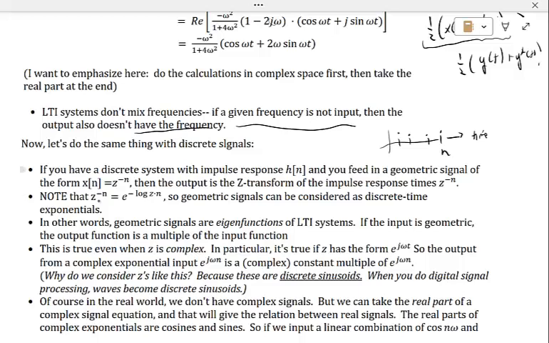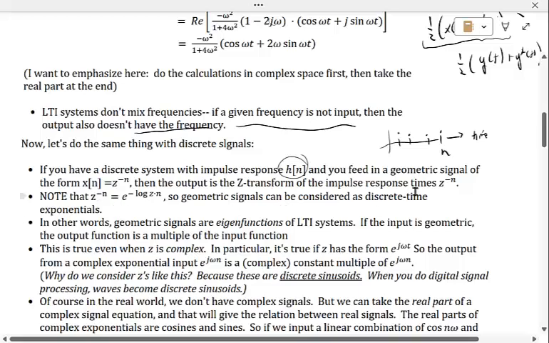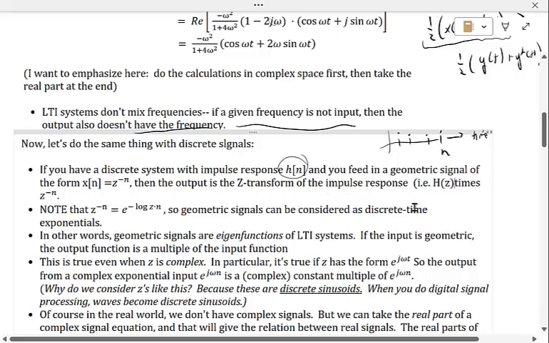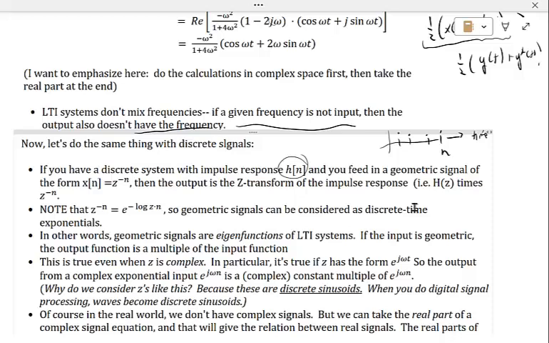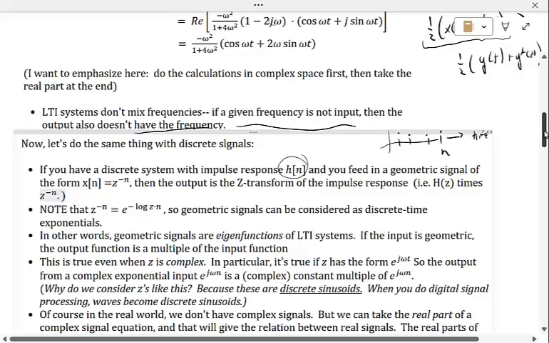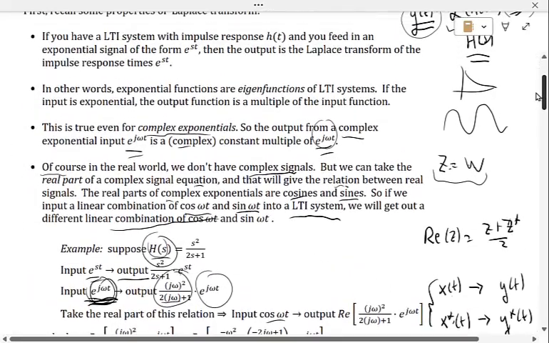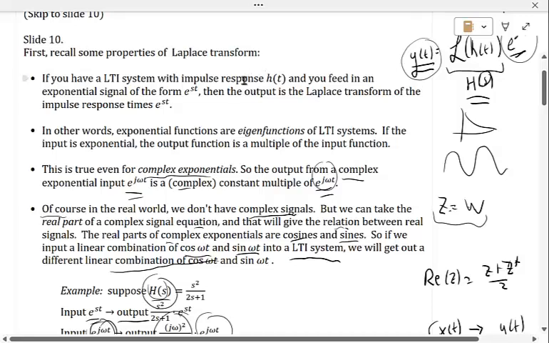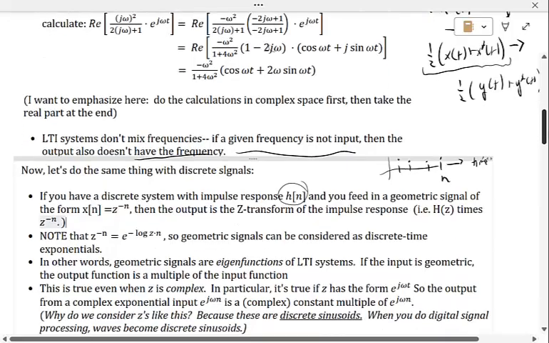Then the output is the Z transform of this impulse response, which we would typically denote as capital H of Z, i.e. H of Z times Z to the minus n. So compare this with what we had with Laplace transforms. Just take a look at that again. With Laplace transforms, the output of the LTI system was the Laplace transform of the impulse response times the input exponential. So we've got the same thing here, only we have geometric signals.